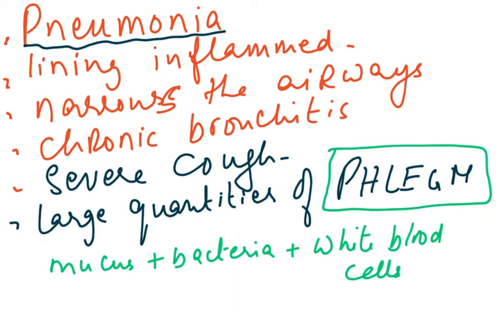Now the sufferers of chronic bronchitis have a very severe cough, and they produce large quantities of phlegm. Phlegm in Urdu, as we say, is the balgam. So what is phlegm? Phlegm is a mixture of the mucus, the bacteria, and the white blood cells, which die in the process of trying to engulf and digest these bacteria and the dust particles. So phlegm: mucus, bacteria, and white blood cells.